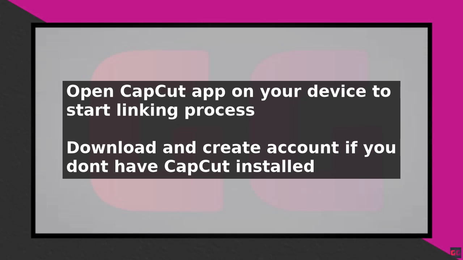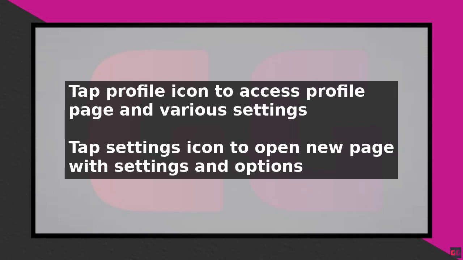This will take you to your profile page where you can access various settings and options. From the profile page, tap on the settings icon, which is usually represented by 3 dots or a gear icon. This will open up a new page with various settings and options. Scroll down to the Account section and tap on Linked Accounts.